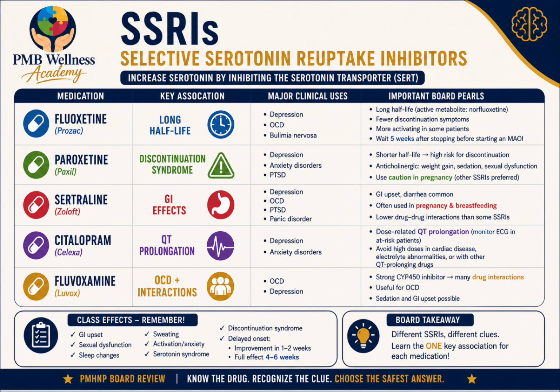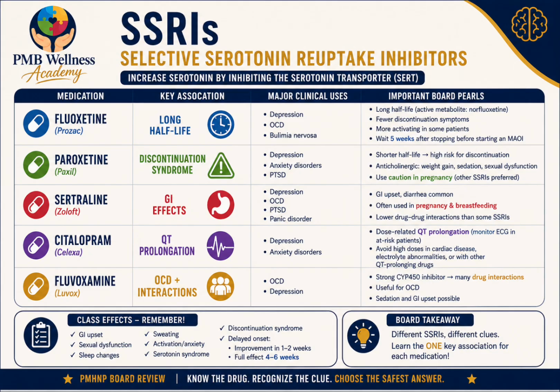If your question tells you that a patient abruptly stopped an antidepressant and subsequently developed dizziness, nausea, anxiety, flu-like symptoms, insomnia, or unusual sensory disturbances, paroxetine should be high on your differential. So you want to remember, paroxetine has a shorter half-life.